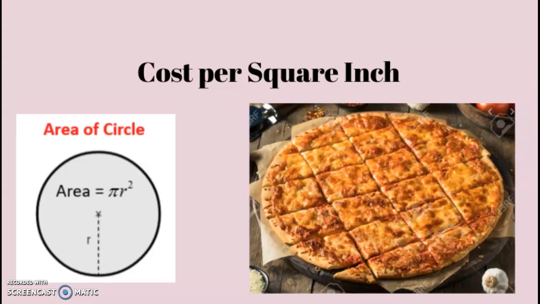You can see on our opening slide that we are looking at a very common circular object, a pizza. We could always calculate the cost per square inch of a pizza. In order to calculate the cost per square inch, you must be able to find the area of a circle. If you need to at this time, please pause the video and jot down that area of a circle formula. As soon as you're ready, you can resume the video.